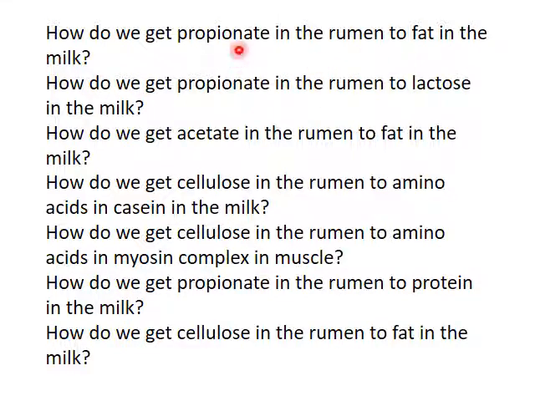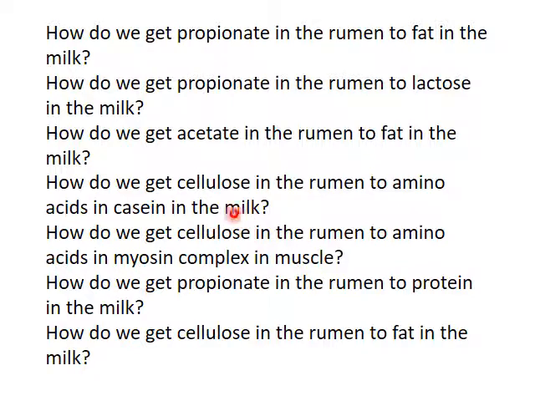So how do we get from propionate in the rumen to fat in the milk? How do we get from propionate in the rumen to lactose in milk? How do we get acetate in the rumen to fat in the milk? How do we take NDF or cellulose in the rumen, and how does that become amino acids in the casein in milk?